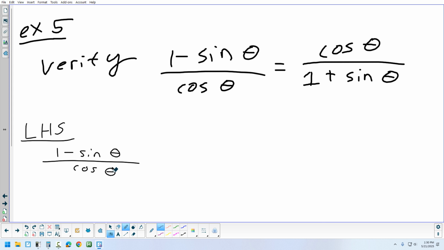What do we generally try to change all the trig functions to? We try to change them to sines and cosines. Should we change everything to sines and cosines here? No, it's already there, so we can't do that. Next thing we do is we try to make sure we have a common denominator. How many fractions do we have right here? One. If you only have one fraction, then you're not finding common denominators. You need 2 fractions.